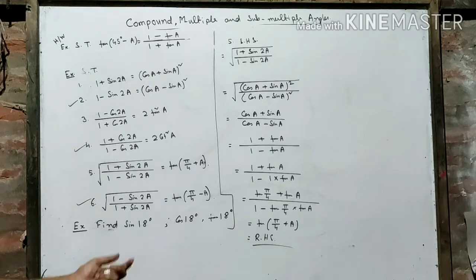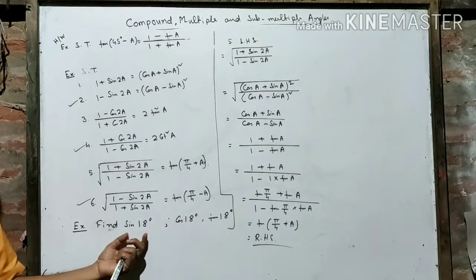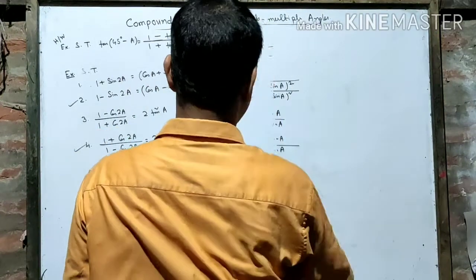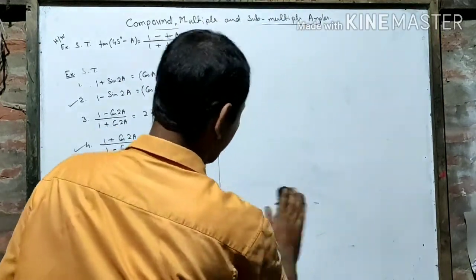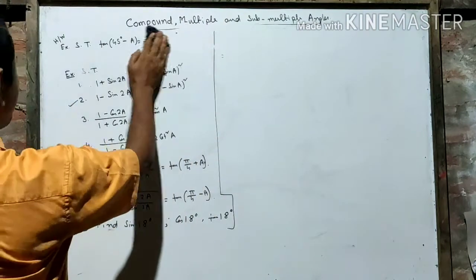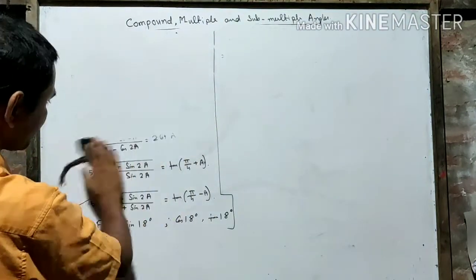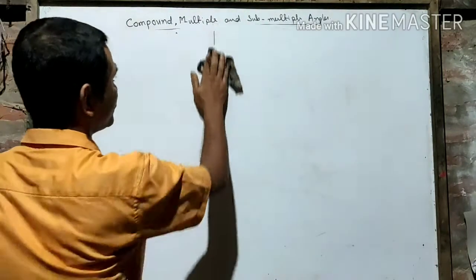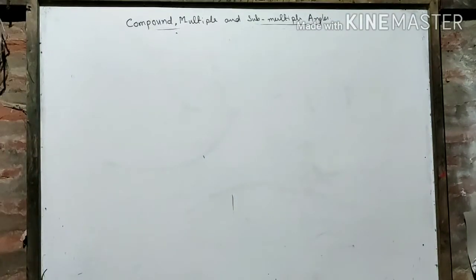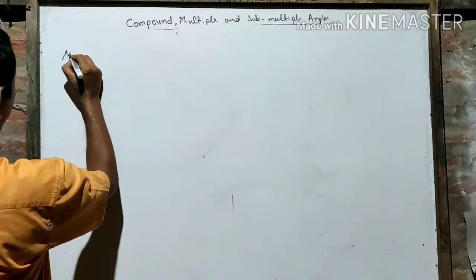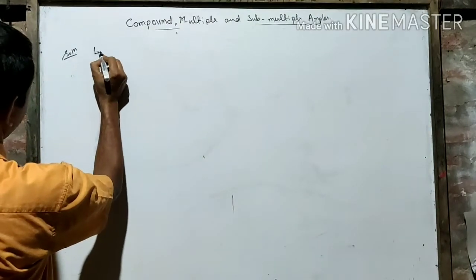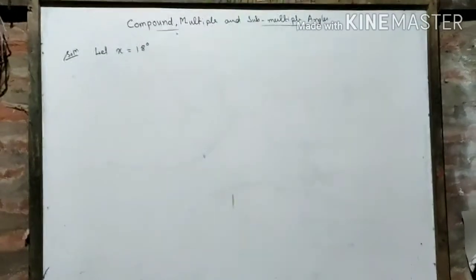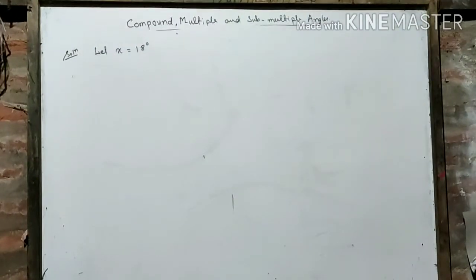Next, we are asked to find sin 18 degree, cos 18 degree, and tan 18 degree. We have to find the values of sin 18 degree, cos 18 degree, and tan 18 degree. Let's see how to find. First of all, we will find the value of sin 18. How? Let us write, let x equal to 18. We have taken the value of x as 18.